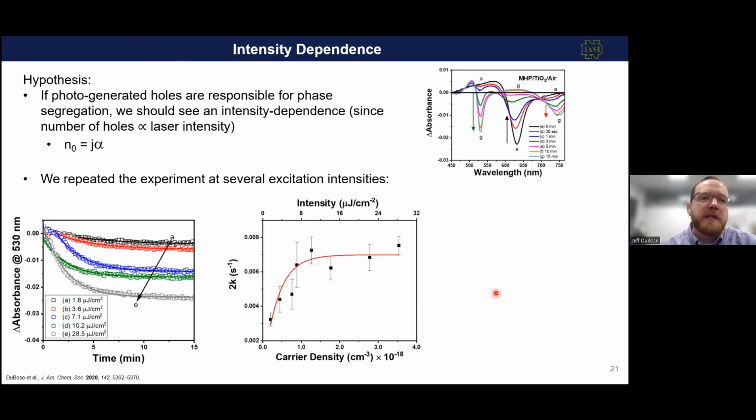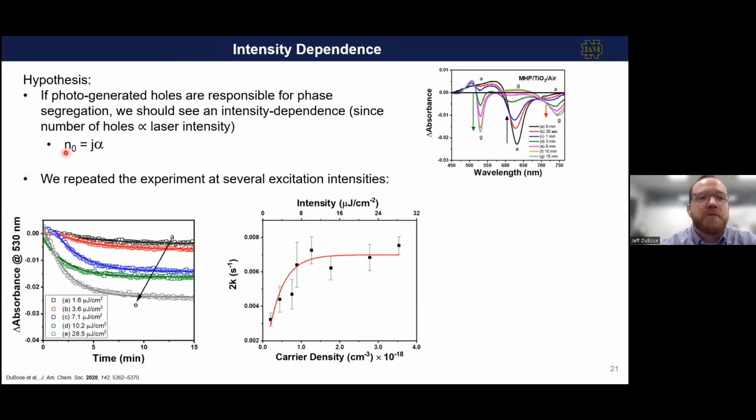So the next thing we wanted to see was, if our hypothesis is that the photogenerated holes are responsible for phase segregation, if we think of them as a reactant in the overall process, then we should also see an intensity dependence to this process, since the number of photogenerated holes is going to be proportional to the laser intensity.